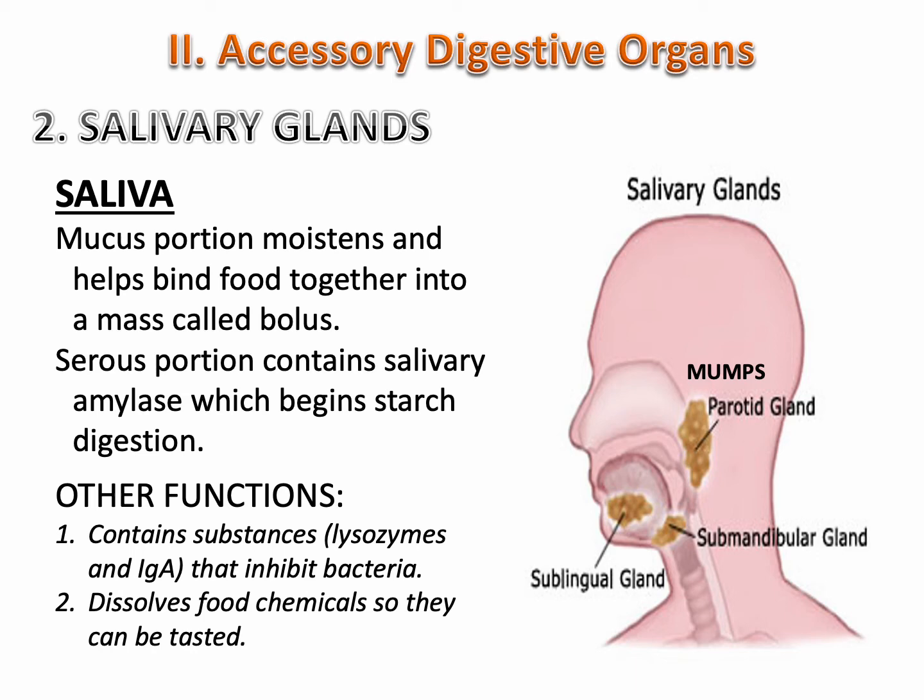Now, ano yung pinoproduce ng salivary glands? We have the saliva, na merong mucus and serous part. The mucus part moistens and helps bind food together para magkaroon ng bolus. Pero yung serous portion ng saliva, it contains salivary amylase, which can actually begin starch digestion.